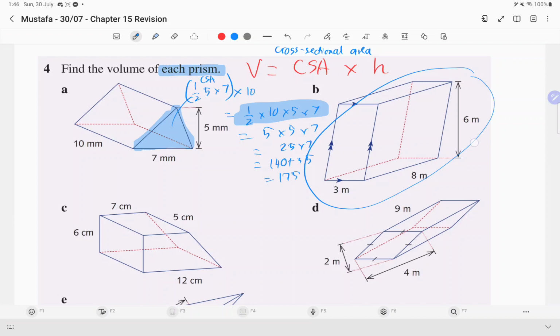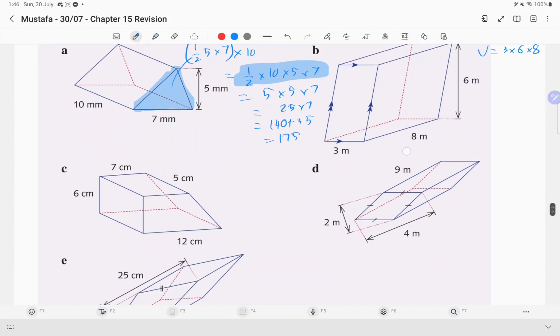3 times 8 times 6. Well, answer my question first. What's the shape of the cross-sectional area? Parallelogram. That's right. What's the area of a parallelogram? It's just length times height. Yep, that's right. So this volume is 3 by 6 and then by 8. Okay, now how about question C?